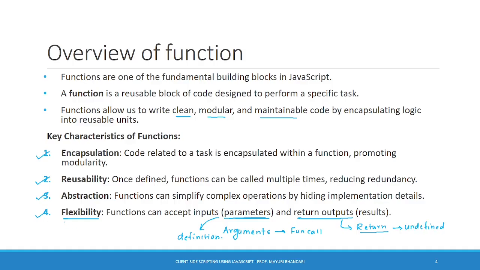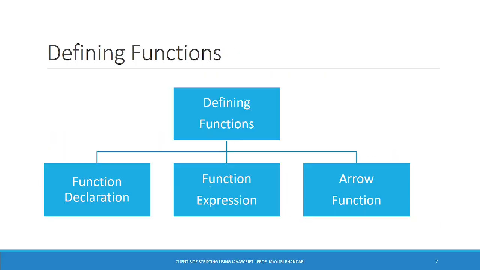In this way, function provides us flexibility because inputs are also optional and return statement is also optional. If we need to give some parameters, then we can specify it, otherwise we can avoid it. And if you want to return any result from the function, then only specify return statement, otherwise you can skip the return statement. In JavaScript, there are multiple ways of defining function. First is function declaration, second is function expression. This is also called as anonymous function, and the third way to define function is arrow function. Let us go through them one by one.